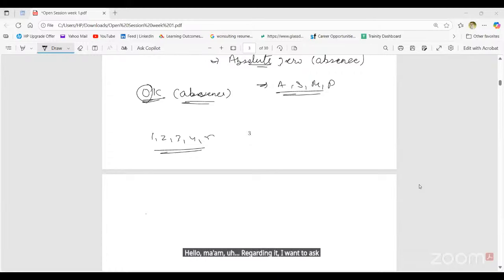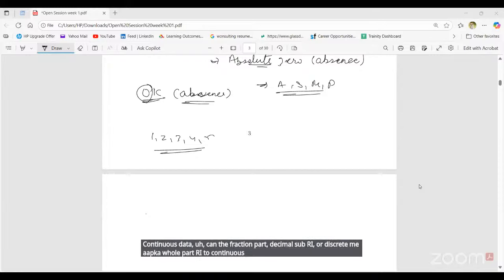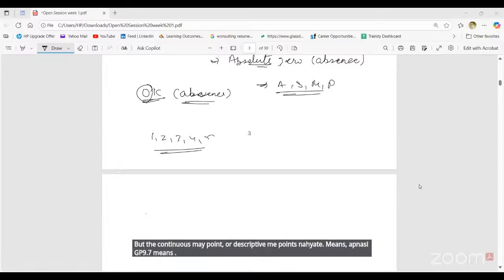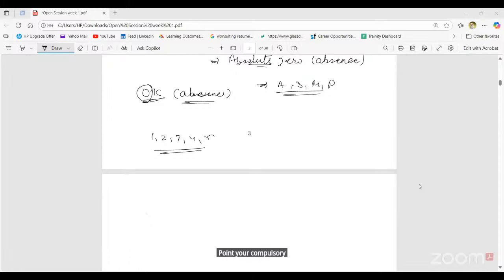Ma'am, regarding it, I want to ask, is all continuous data also discrete data? कॉन्टिन्यूस डेटा के अंदर फ्रैक्शन पार्ट, डेसिमल आ रहा है और डिस्क्रीट में होल पार्ट आ रहा है, तो कॉन्टिन्यूस में तो होल ऑलरेडी है, तो वी कैन से कि ऑल कॉन्टिन्यूस डेटा डिस्क्रीट डेटा है। No. कंटिन्यूअस अलग है, डिस्क्रीट अलग है। कंटिन्यूअस में पॉइंट्स आते हैं और डिस्क्रीट में पॉइंट्स कंपलसरी नहीं आते, जैसे अपना सीजीपीए 9.7। Ma'am, what's the difference between 95.0 and 95? Is it that continuous data could have fractions? Is that the only difference?